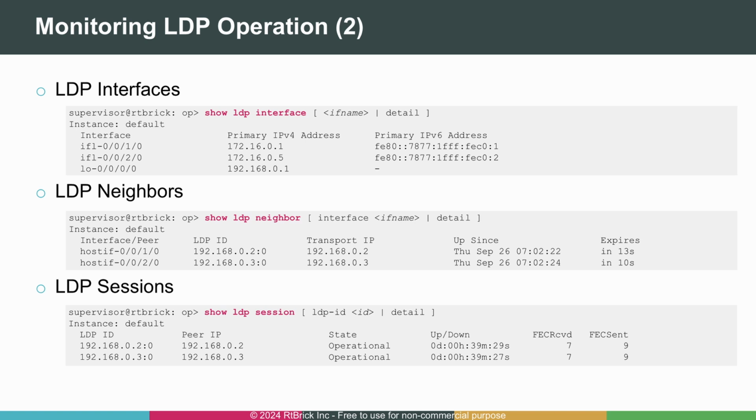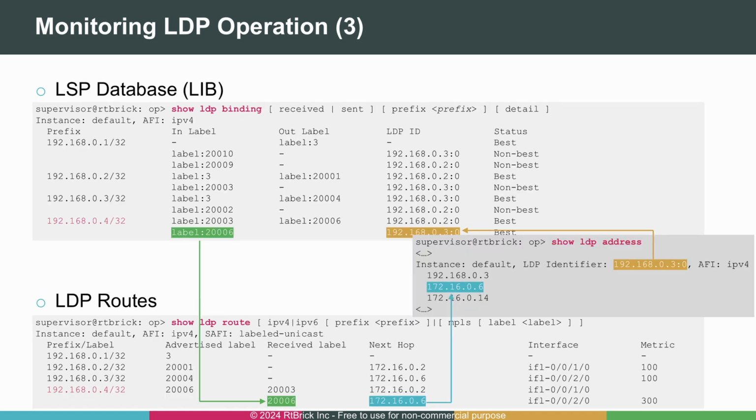It's especially important to understand the difference between an LDP neighbor and an LDP session. The former is the result of the discovery process, while the latter reflects the actual LDP TCP session. The show LDP binding command is particularly helpful for examining the label mapping message flow and understanding how the forwarding table is constructed based on the learned address mappings.